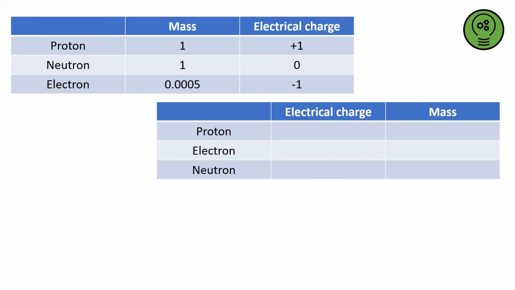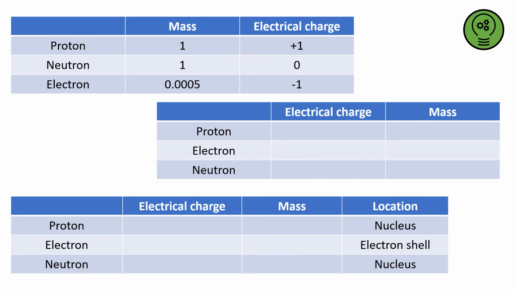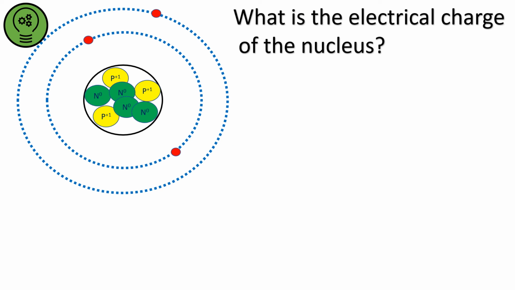Now, how do they extend this knowledge and make it a little bit harder? Well, sometimes they also ask for a location, and that simply means where would you find that subatomic particle? It's either going to be in the nucleus, so the protons and the neutrons, or it's going to be in the electron shells or the electron energy levels. This is a question that is asked often.